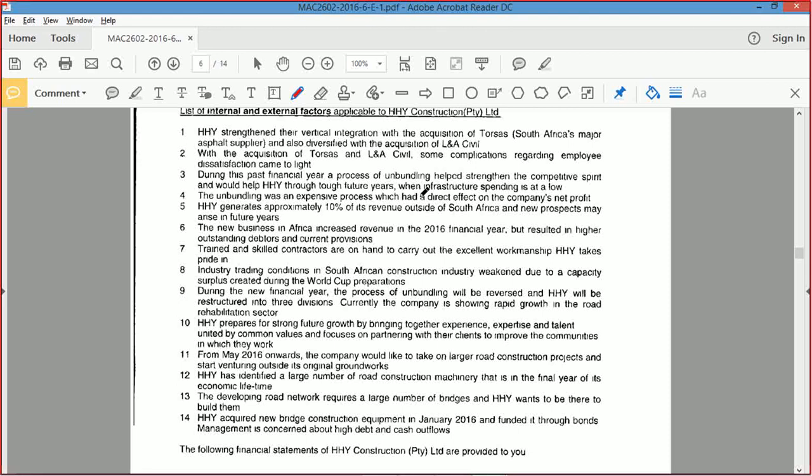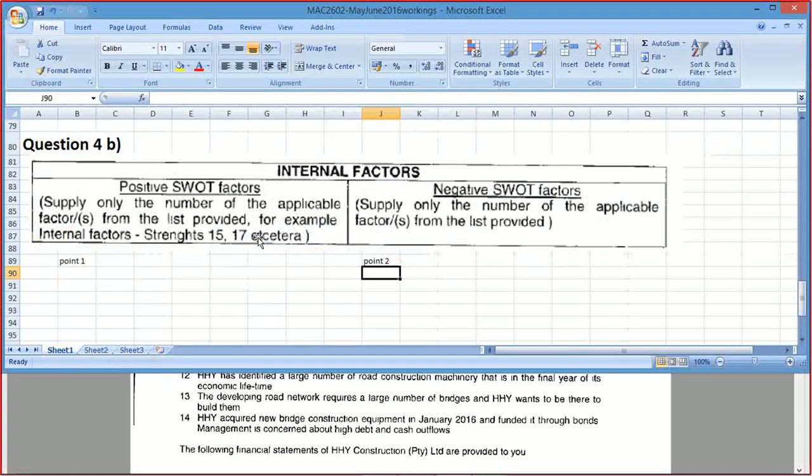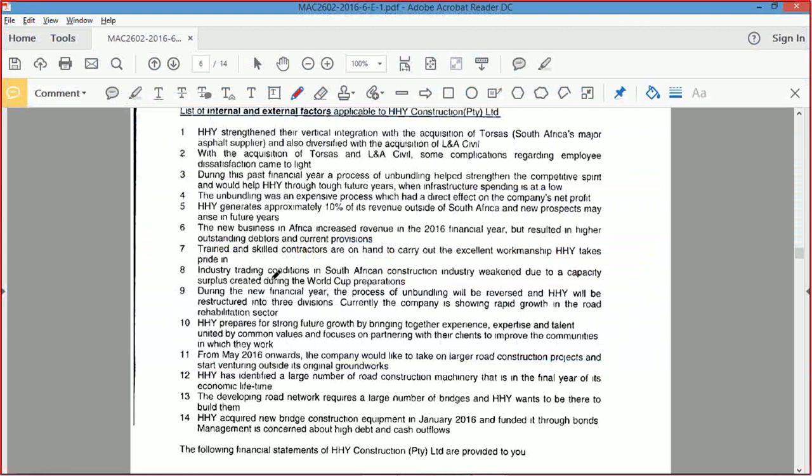Right, this would definitely be internal, external. Internal, positive. Internal, correct, because it's looking at the competitive spirit within the organization. Yes, sir. Correct. It's positive because if people are more competitive, they're going to be doing more for the business as a whole, and that would help the business grow.